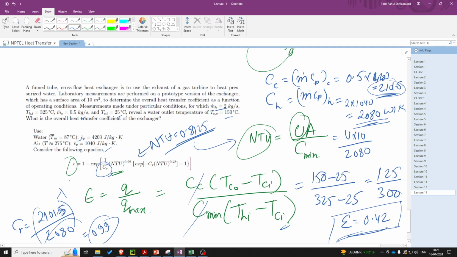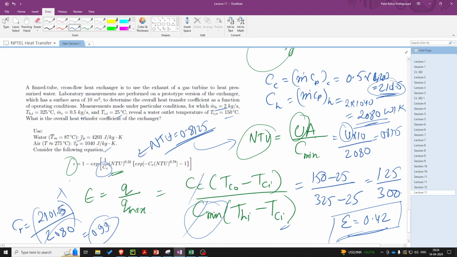Then you can just calculate the value of U as 0.8125. One thing to notice over here, the C minimum will be the hot fluid. So this won't get cancelled out, but since both of these terms are similar, we are cancelling it out. Earlier I had incorrectly mentioned that it's C minimum versus CC, but no, in this case C minimum will be the CH. That was a minor correction.